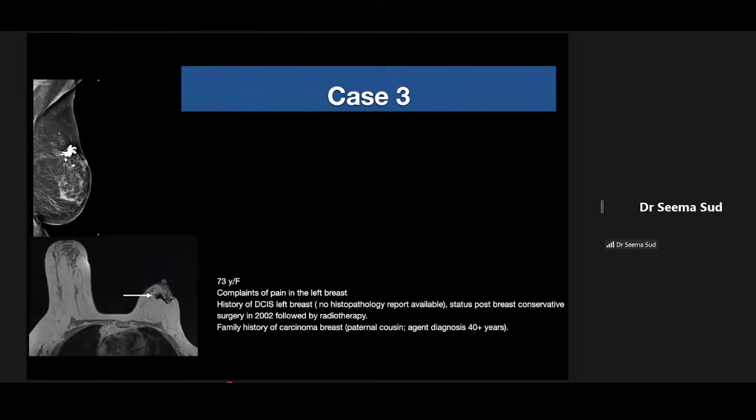Next case is a 73-year-old female who had complaints of pain in the left breast. She also had history of DCIS of the left breast. We didn't have the details, but she had breast conservative surgery in 2002. So we're talking about 23 years back, and this was followed by radiotherapy. So she had a family history of breast carcinoma.